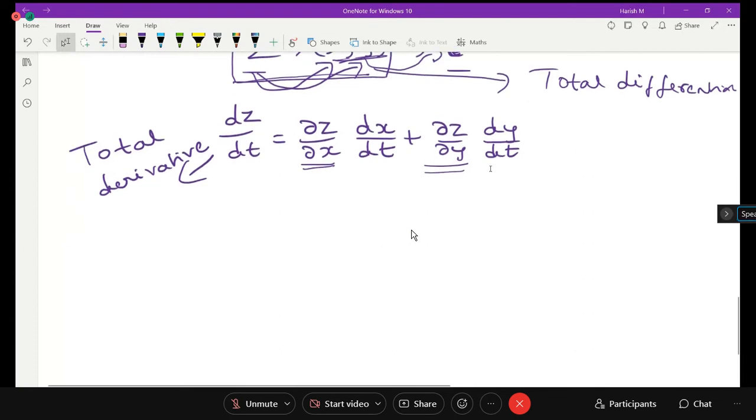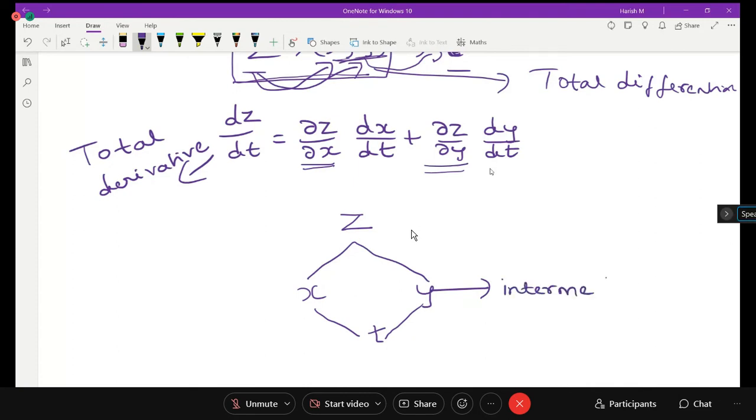Okay, let me show it to you with the graph here. One dependent variable is there. It is dependent on two independent variables, and in turn this x and y, they are dependent on t. This will act as intermediate variables. So, since z is a function of x and y, can we frame dou z by dou x and dou z by dou y?